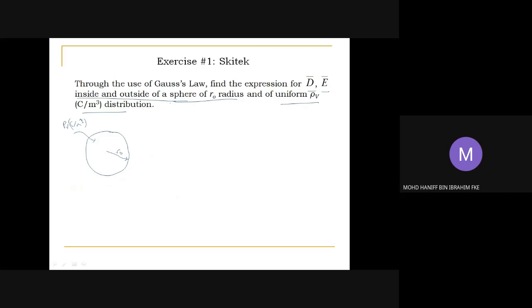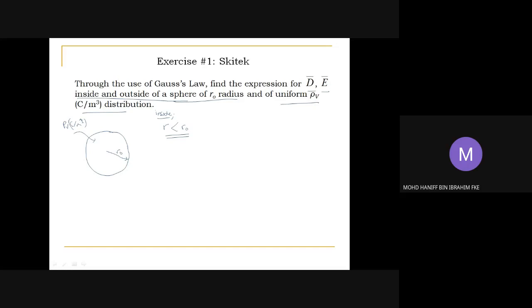So let's find out the D and E for a region inside the sphere, which is r less than r naught. r is a variable, which is a radius, with r less than r naught. Or it can be said that this is a region inside your sphere.